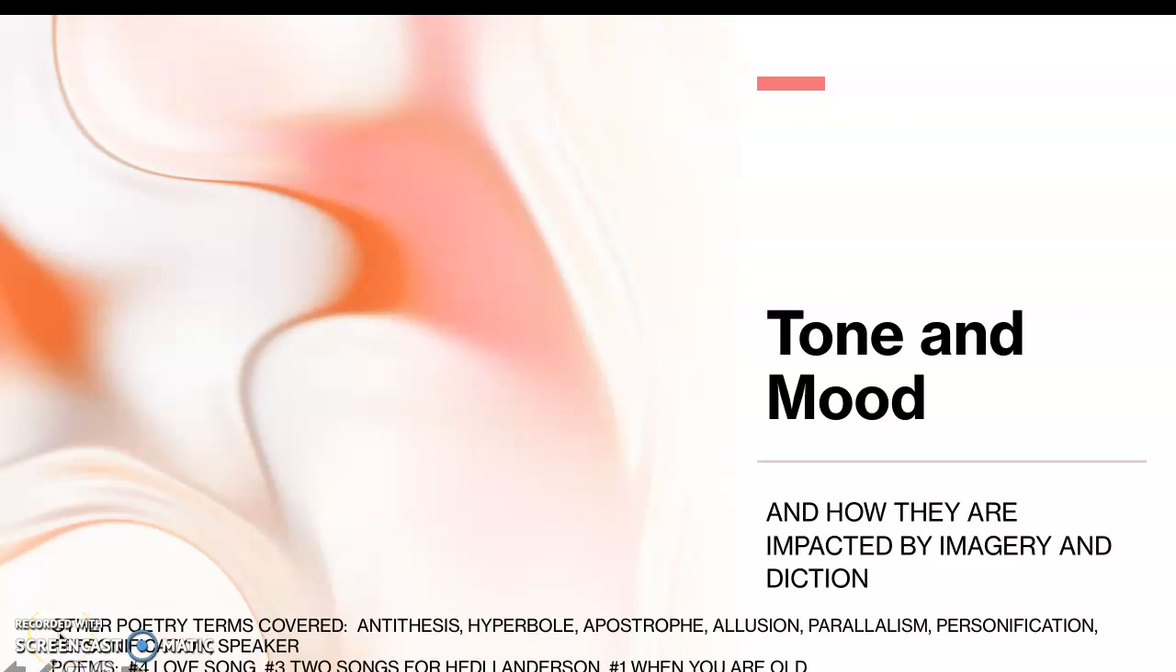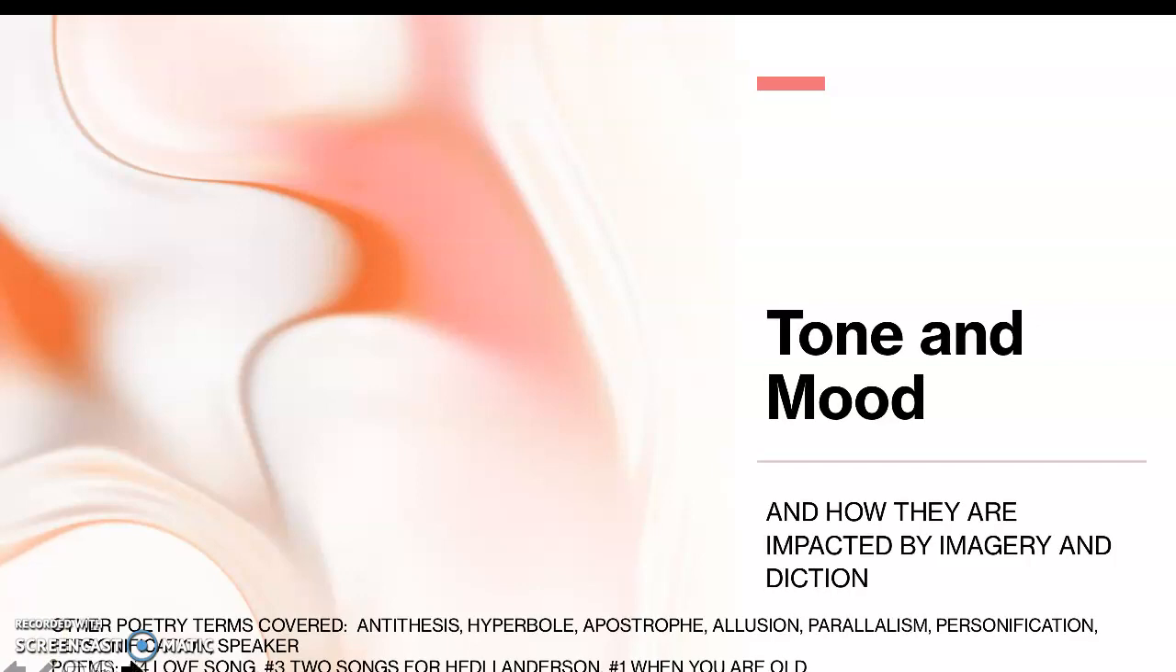This presentation will be on tone and mood and how they are impacted by imagery and diction. So some poetry terms we'll cover here are antithesis, hyperbole, apostrophe, allusion, parallelism, personification, and speaker. The poems we'll cover from your poem sheet are number 4, Love Song, number 3, Two Songs for Hedley Anderson, and number 1, When You Are Old.